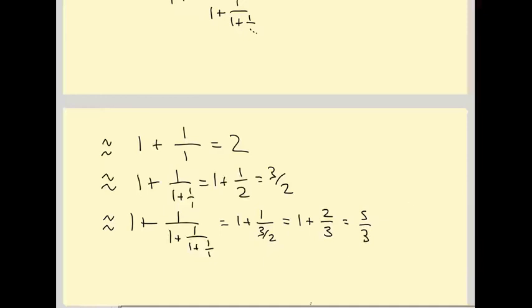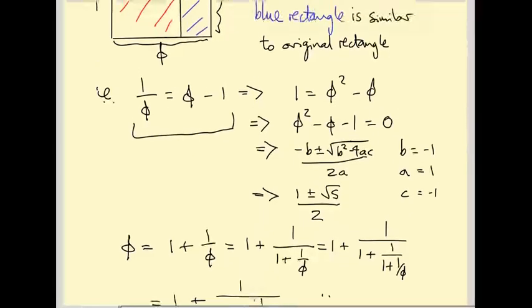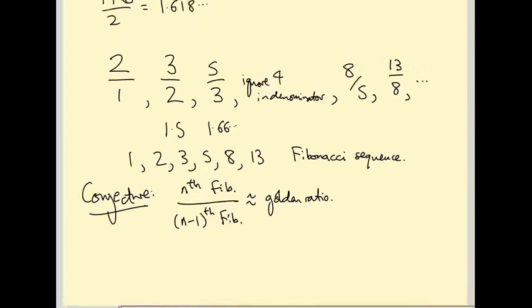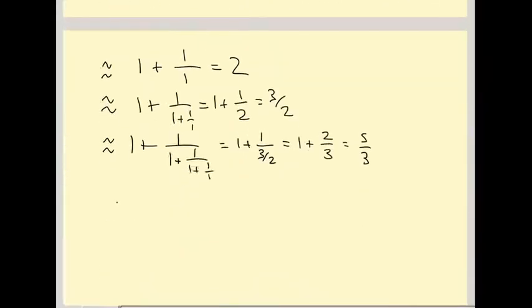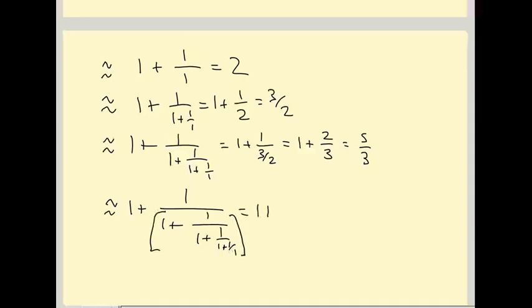You see where I'm going with this? If I look back to my list of best rational approximations, it was 2, 3 halves, 5 thirds. The next one was 8 fifths. Let's see if that's what we get. 1 plus 1 over 1 plus 1 over 1 plus 1 over 1 plus 1 over 1. Well, just for simplicity, this whole bit at the bottom is what we've already evaluated on the previous line. So we're getting 1 plus 1 over whatever we had, which was 5 thirds. That's 1 plus 3 fifths, which if you add fractions, that's 5 plus 3 over 5, which is 8 fifths.